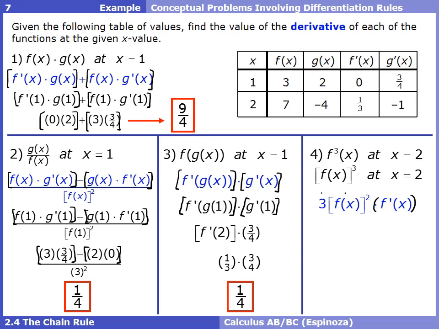Once you complete that process, the rest is just a matter of plugging in the x value in question. Here it's 2, unlike the previous 3 examples. So f of 2, if we look it up in the table, is 7. f prime of 2 is 1/3. And you'll notice we have a 3 and a 3 that can cancel here. So 7 squared is 49.